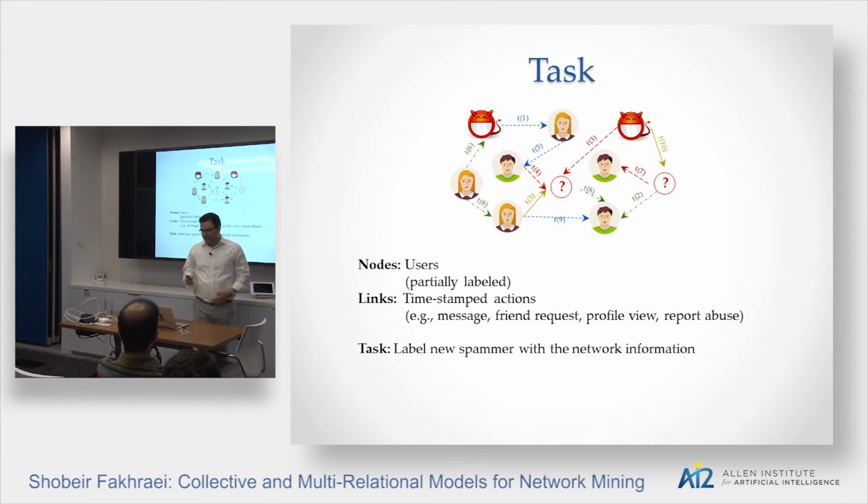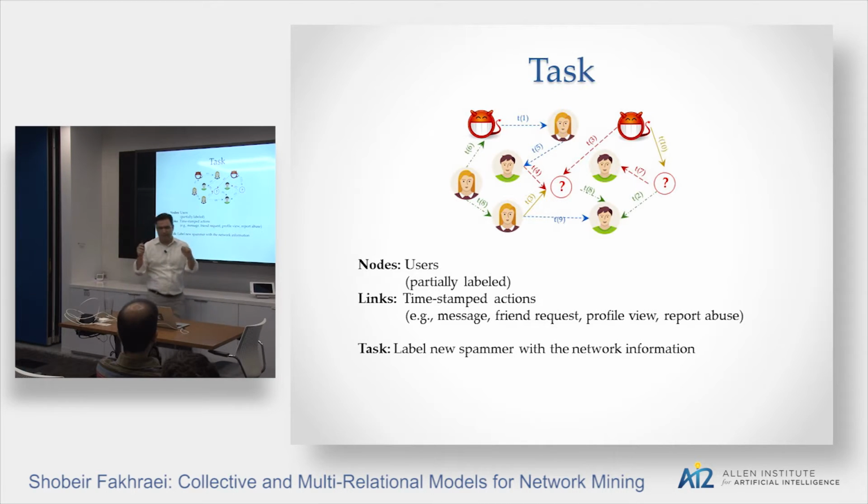So to more clearly specify the task that we want to do, we have a network of users shown by nodes. Each is partially labeled. Some of them are spammers, some of them not. And we want to find out the labels of the other spammers. The actions between the users are links in this network. They're time-stamped, and they have different types. The different types could be messages, friend requests, profile reviews, report abuse, and so on. And our task is to label new spammers given the previous labels and also the structure of the network.